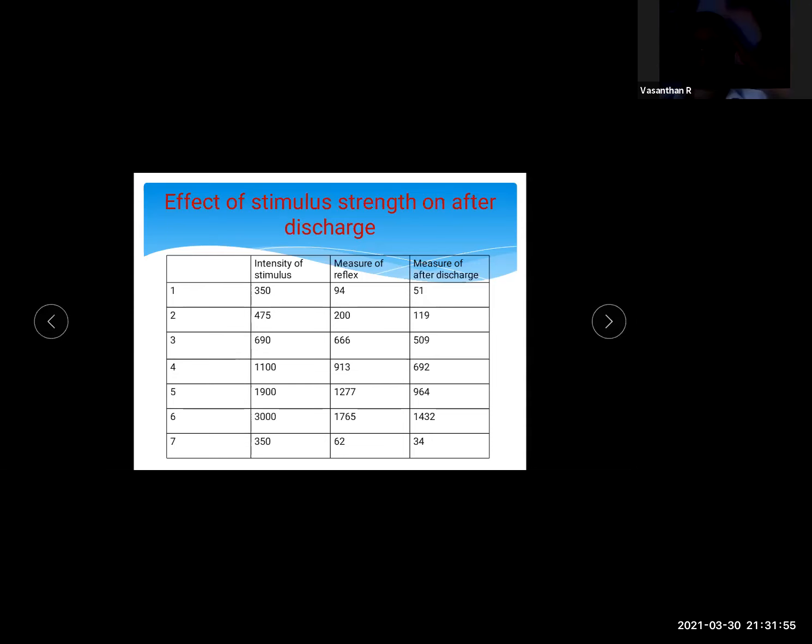Yeah, that's a very, very important and a very good question. Any light on that? Anyone can try and answer that. Why should after discharge be different in different types of reflexes? Especially in scratch reflex, you see that it goes off, and then in flexion reflex, you see that it's prolonged. So why could that be?